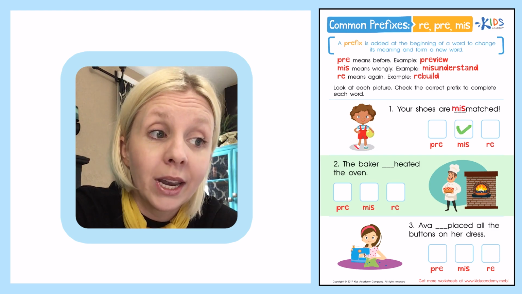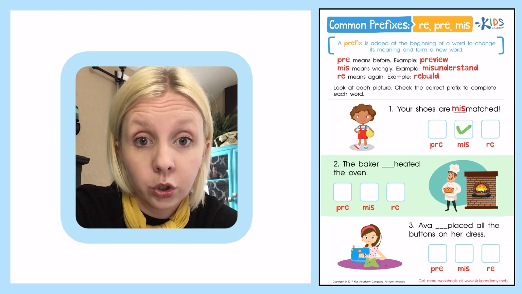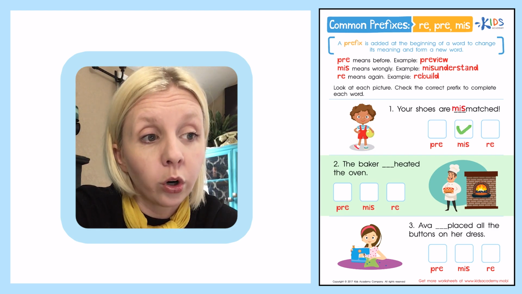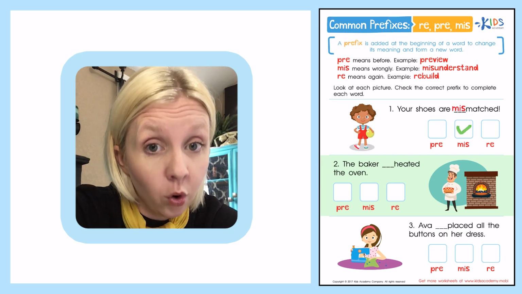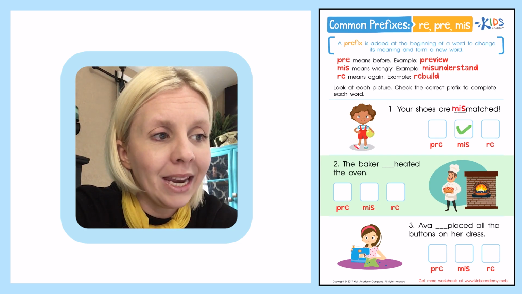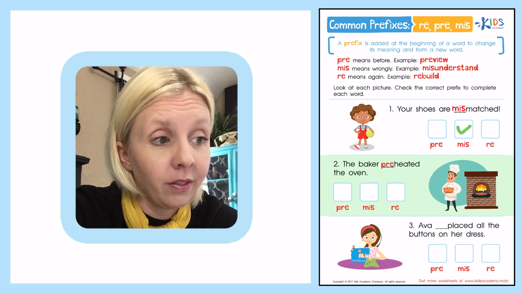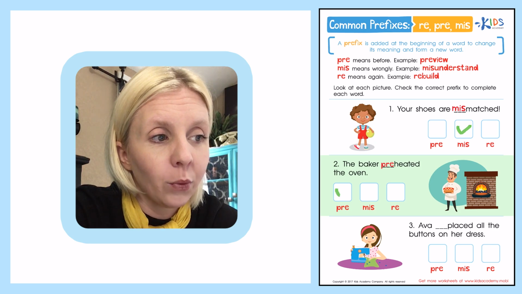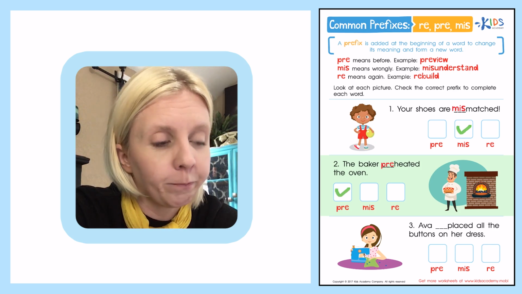So in order to heat that up, he has to heat it up to a certain degree or temperature in order to cook it. So that would mean that he would need to heat it up before he actually starts to cook it. The baker blank heated the oven. Well, which one means before? Pre means before, so he preheated the oven. So we're going to put a check right over here. So he warmed it up before he actually started to cook it, okay?